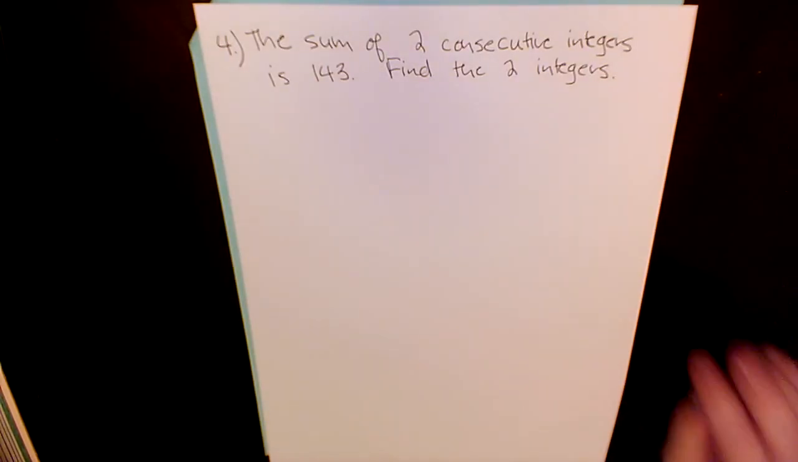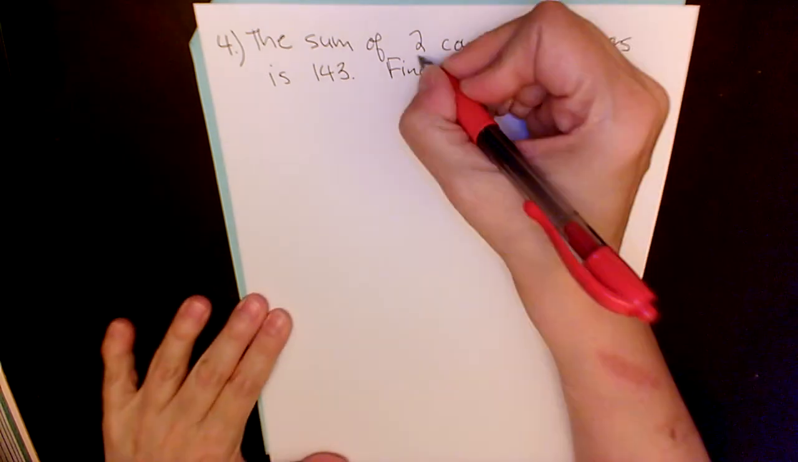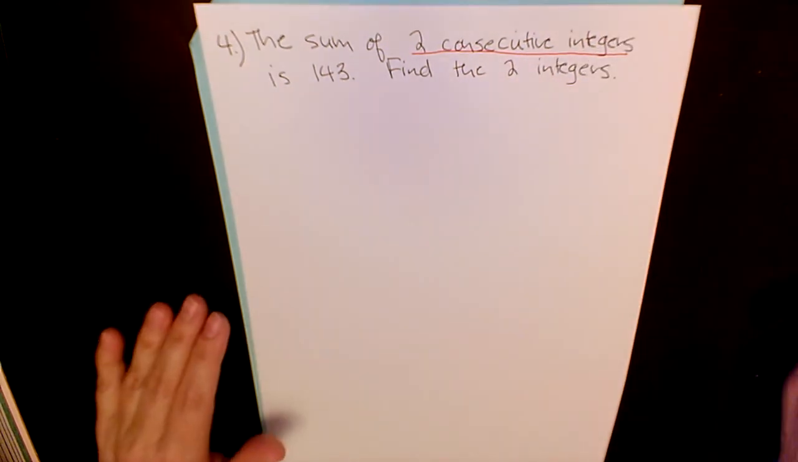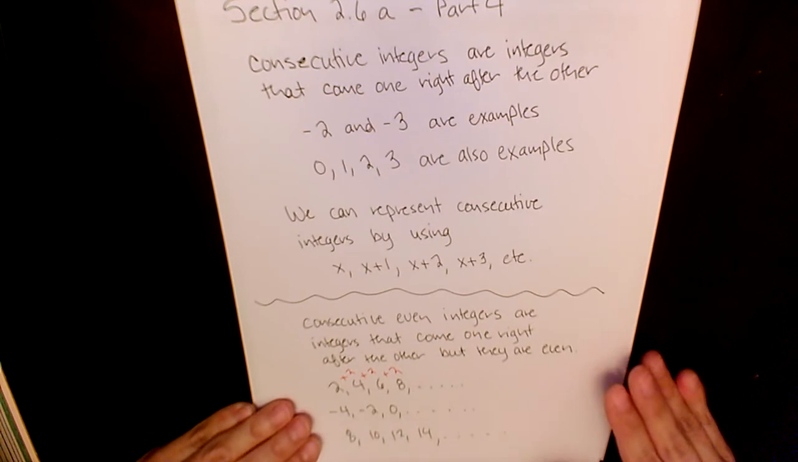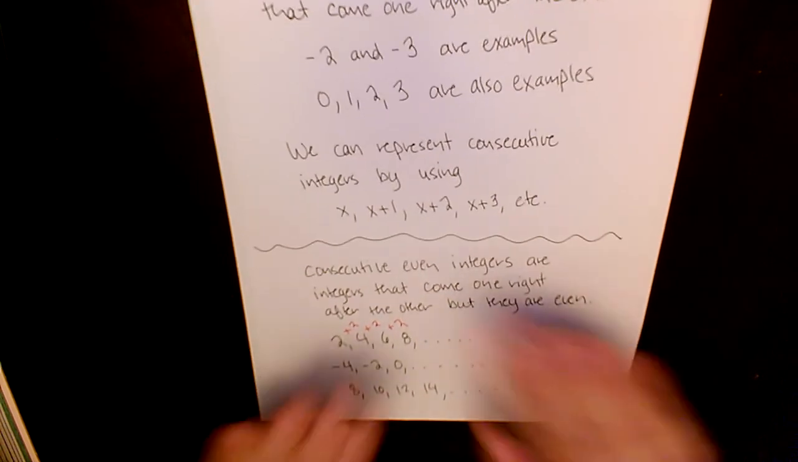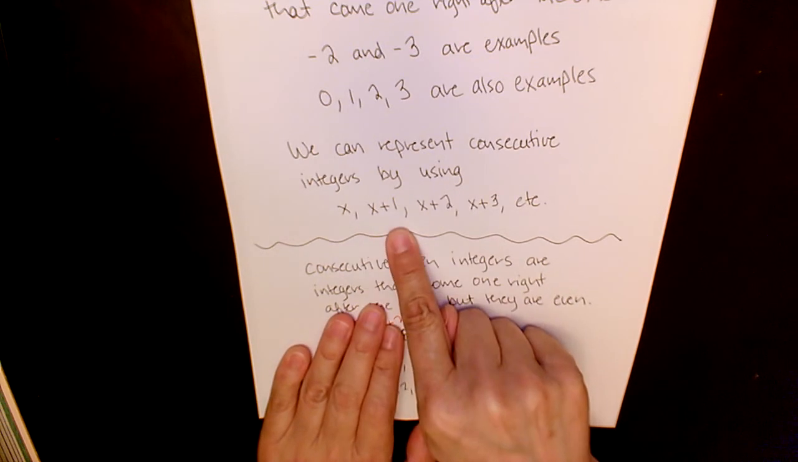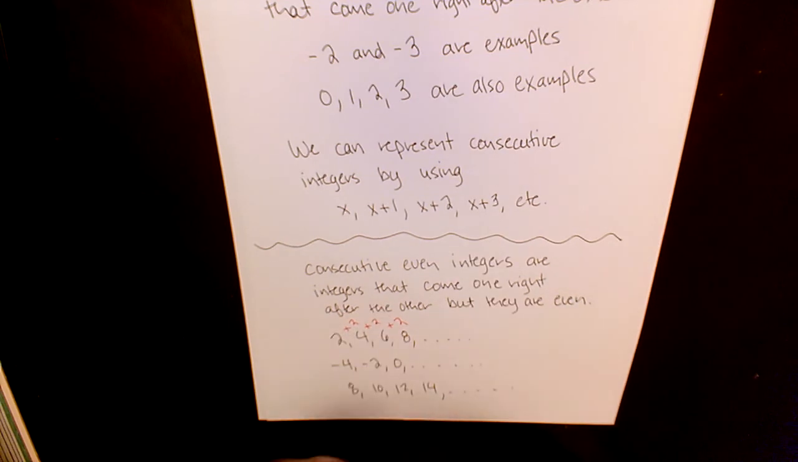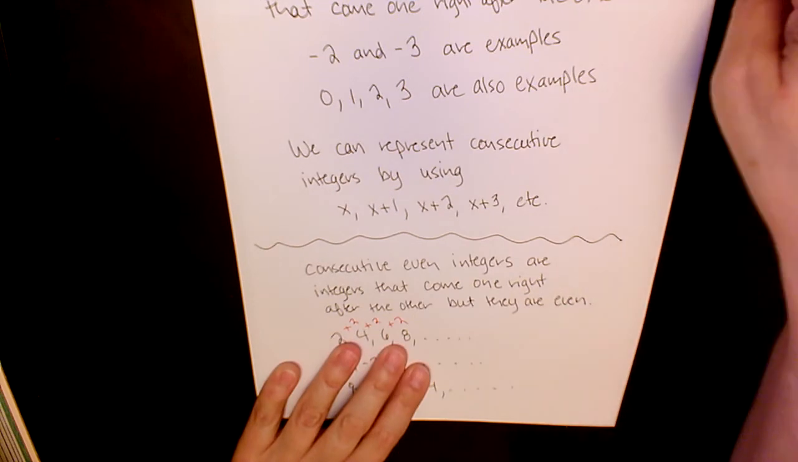Okay, I'm going to the handout rather, and this is number 4, and they're talking about wanting me to find 2 consecutive integers. And if I go back to my notes, just going back to my notes that I did for the last video, it says we can represent consecutive integers by using x, x plus 1, x plus 2, x plus 3. Well, they only want me to find 2, so I'm going to use x and x plus 1, the first 2.